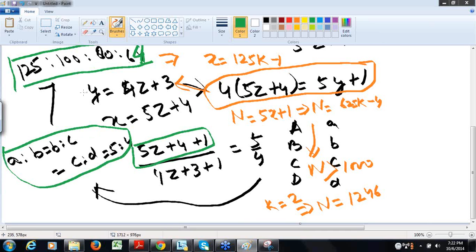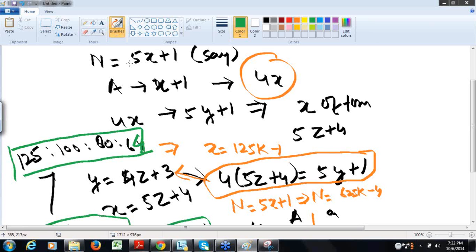How will you get this? Do you want me to explain, Rohit? A is to B is equal to B is to C is equal to C is to D is equal to 5 is to 4. Then that means A is to B is to C is to D is equal to 125 is to 100 is to 80 is to 64.